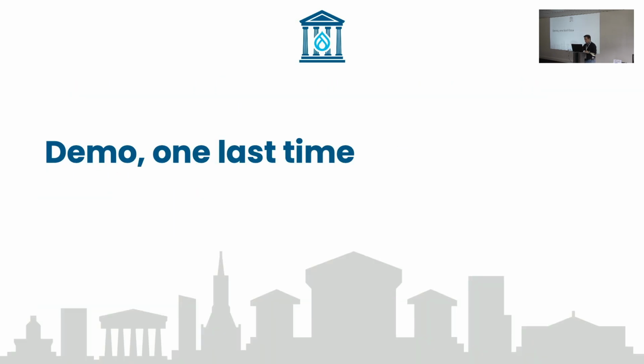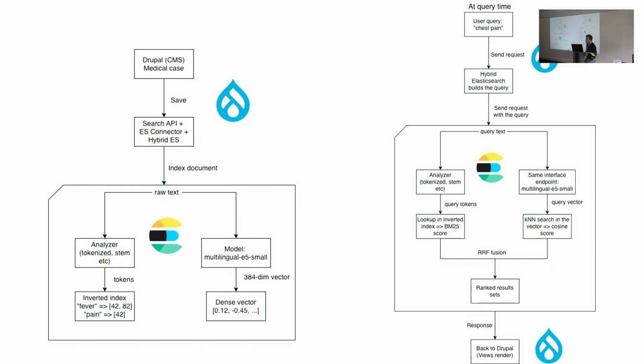Yes, and now it was the demo that I did before, but we can skip that. And basically, this is the full context of what we did so far. So first, this is the indexing part. Drupal, medical case, the content, we save it. It goes through the Search API, the Elasticsearch connector, and this custom module that we built, and then it indexes the document into the analyzer. The first part, the keyword part, goes through the analyzer, the tokenizer, stemming, etc. And then this is stored as an inverted index, the regular Elasticsearch part that we know. And then the second one is the model.